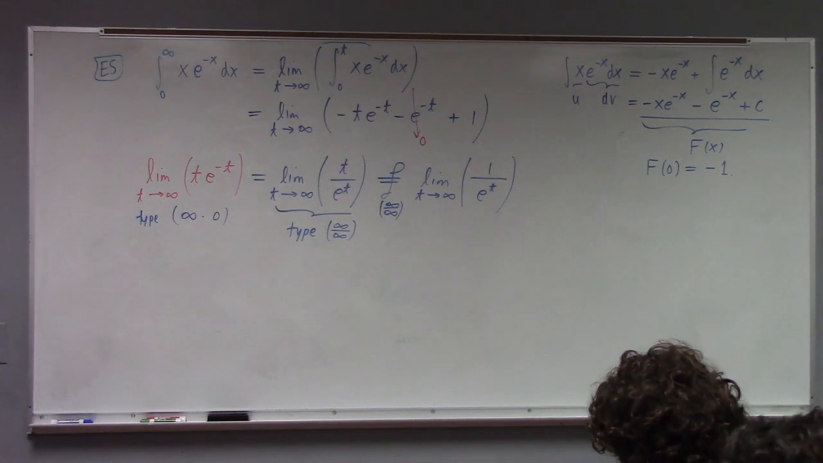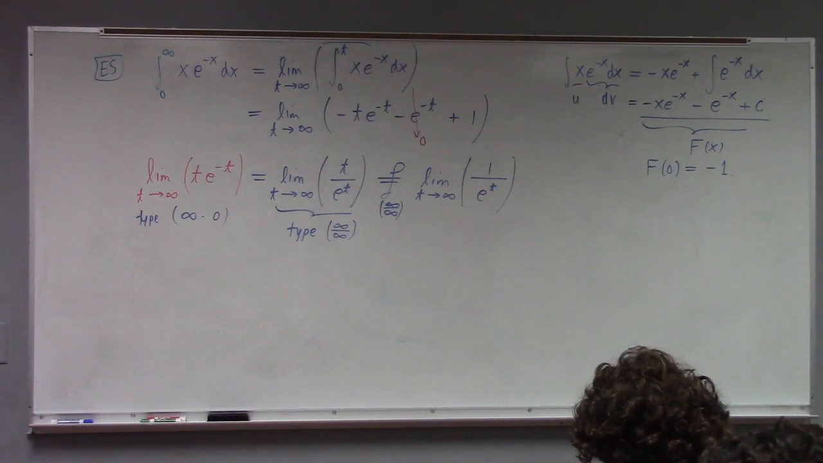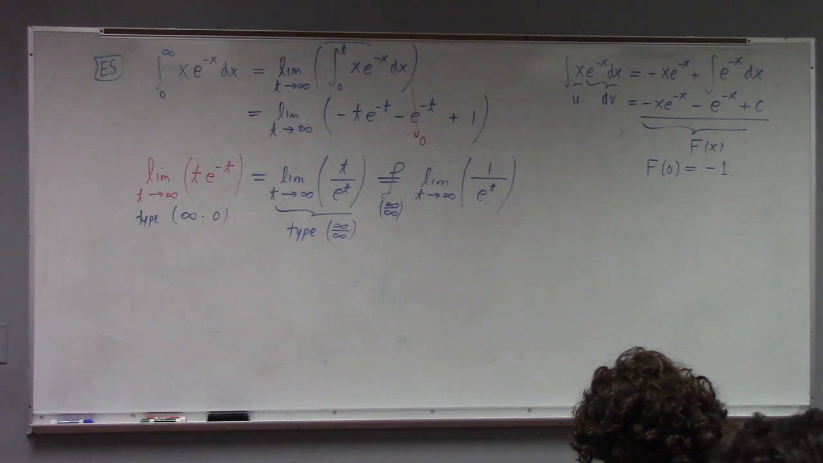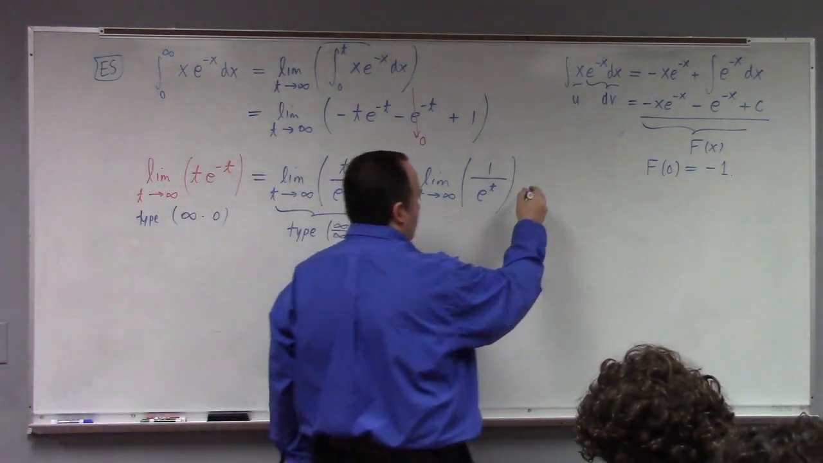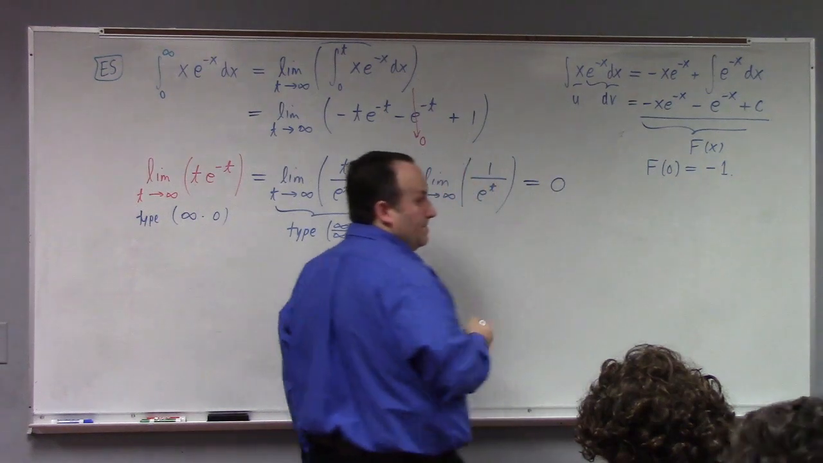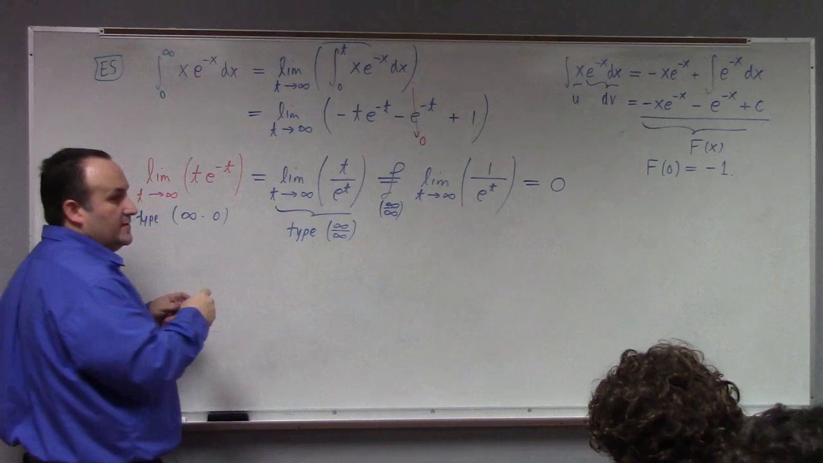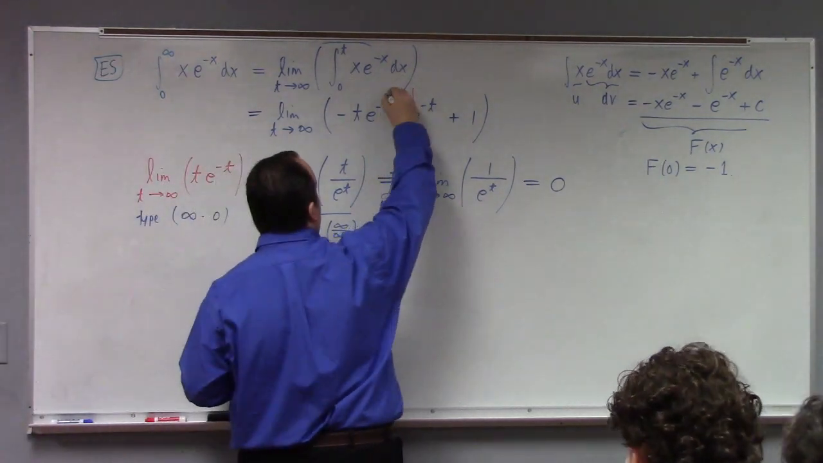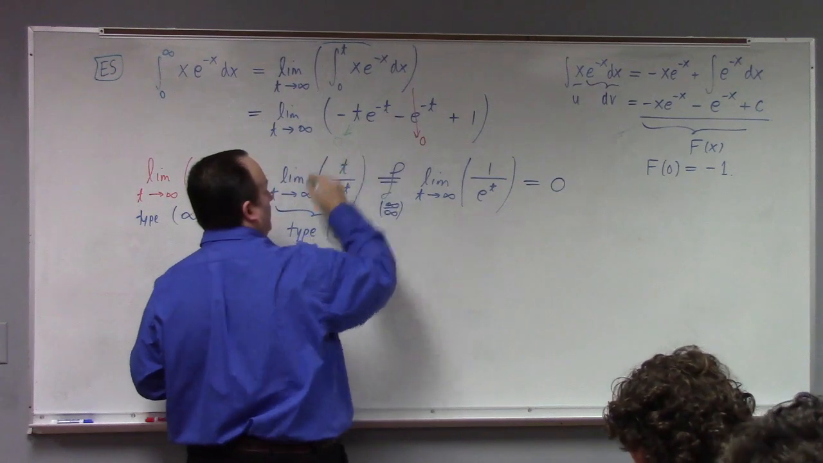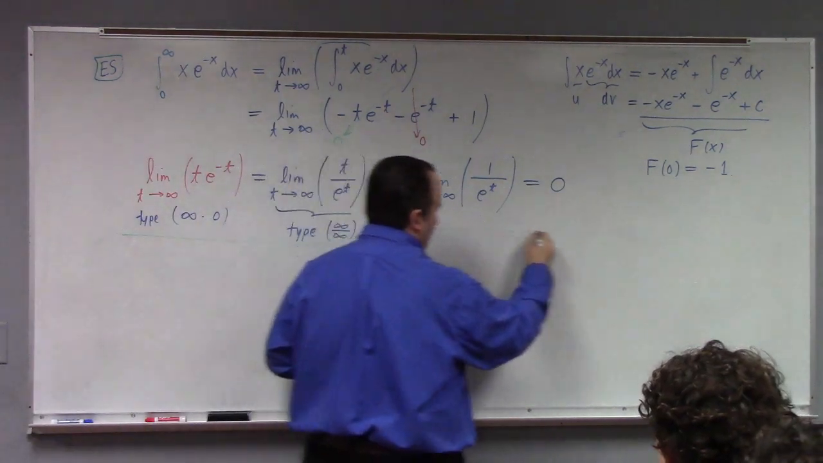And now we've gone from type infinity over infinity to finite over infinity, which is not ambiguous. This just goes to 0, right? So this is equal to 0. So by this calculation down here, we have now shown that this also goes to 0. By all of this.